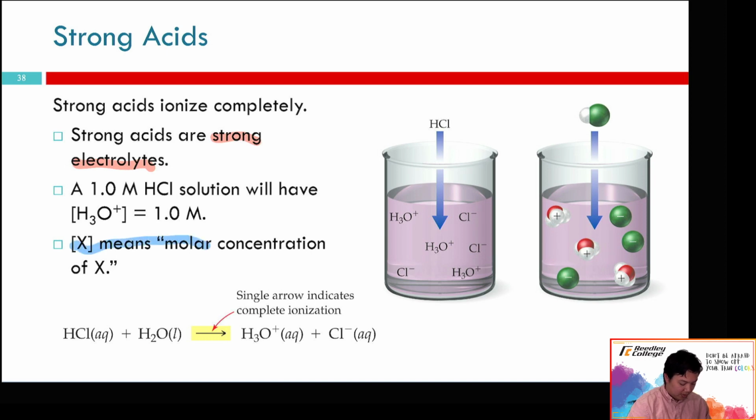Just sort of a random note in here. If you see this X in square brackets, that just means a molar concentration of X. Or if you see H3O or hydronium here, that's the molar concentration of hydronium. So those brackets are just a shortcut to say this is the concentration in molarity.